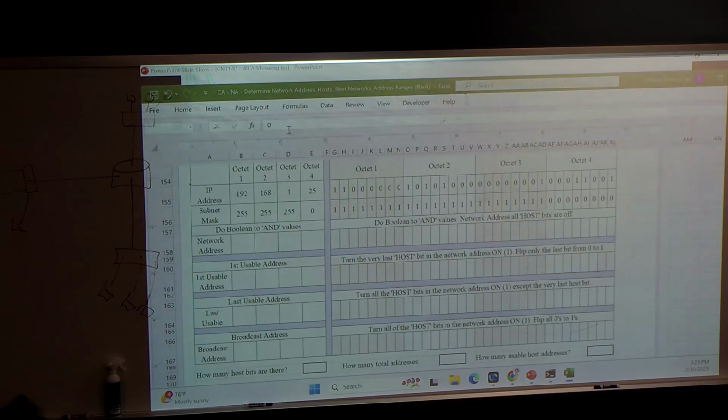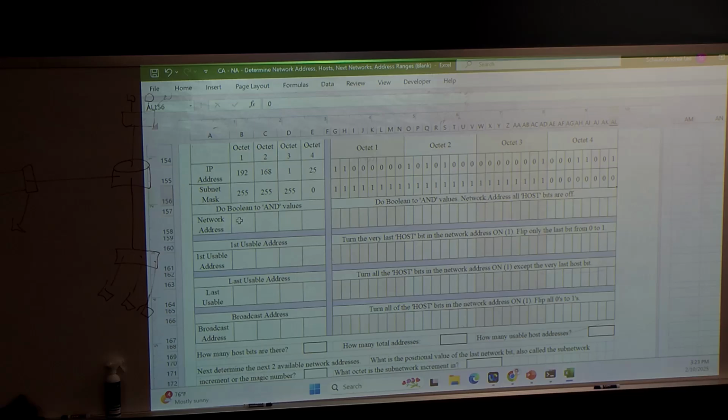Because now we've done this part, we saw what this is. We can see that this is the network part. So we're literally just giving ourselves a guide, so if you have questions in the future, you've got it worked out. Okay, so now we know that this is 192.168.1.0. So we've got that part figured out. So we know the network address.